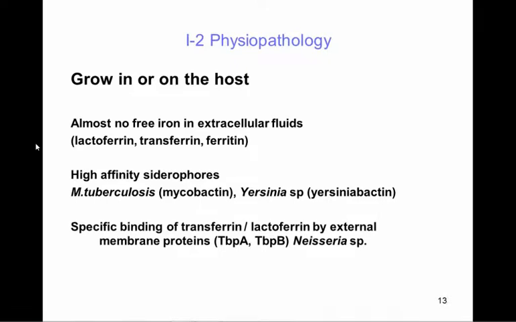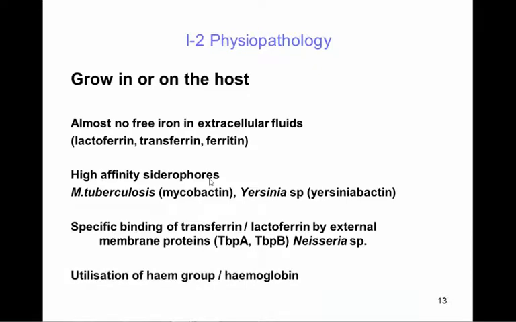Now the other solution is not to express a siderophore, but to exploit the fact that iron is being transferred around inside the host with these iron transport proteins: lactoferrin, transferrin, ferritin. So if the bacteria can bind one of these proteins and import it, then they can get the iron from the host proteins. That's what Neisseria does. So TBP, transferrin binding protein A, transferrin binding protein B. They'll pick up the host iron transport proteins and use that as a source of iron.